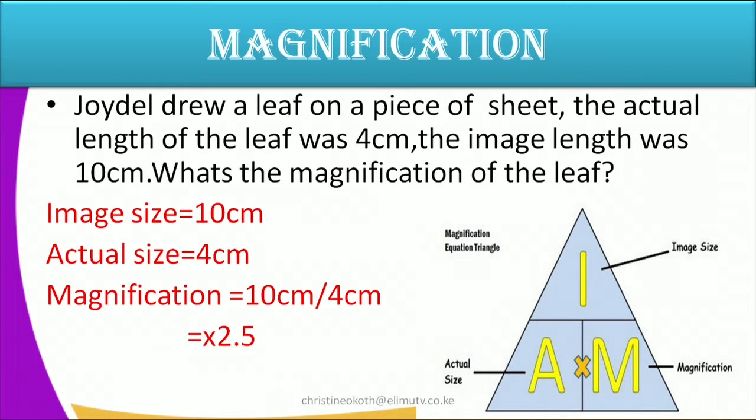So we do that mathematics. The units will cancel out, the centimeters and the centimeters. Then 10 divided by 4 will be 2.5. Remember, you should always include the times sign to show that magnification has been magnified. The specimen has been magnified 2.5 times.